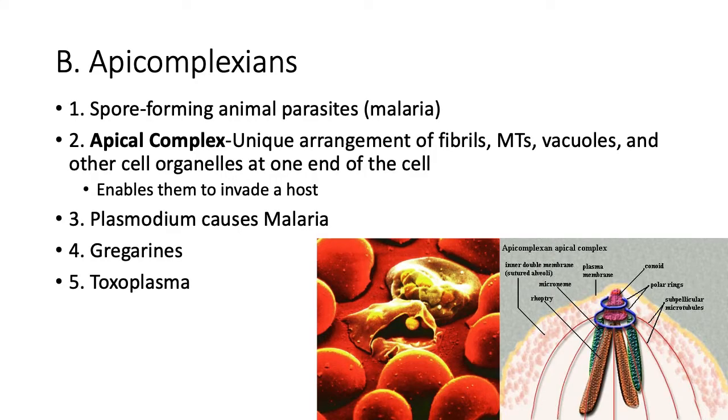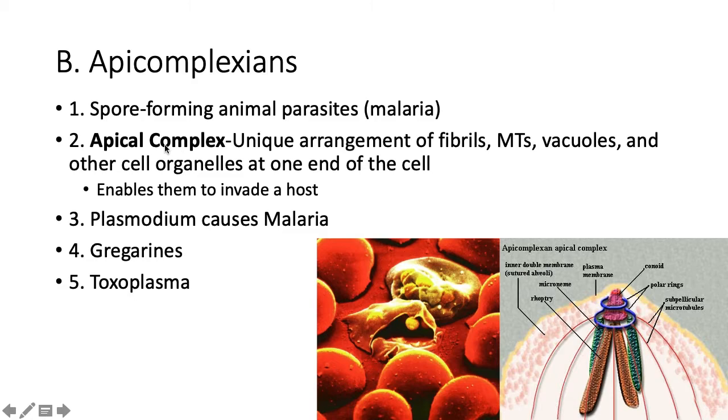All right, I am going to finish chapter 29 talking about Protista. And I think we left off with the Apicomplexans. Apicomplexans are called Apicomplexans because they have something called an apical complex, and you can see that in this diagram right here.